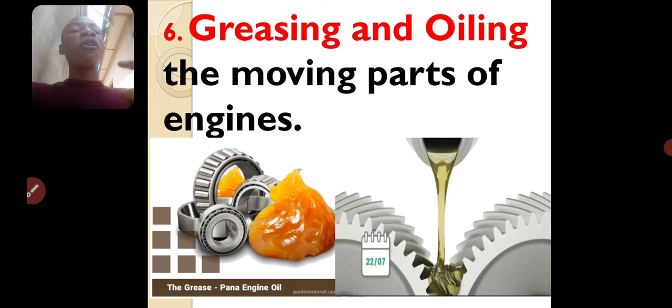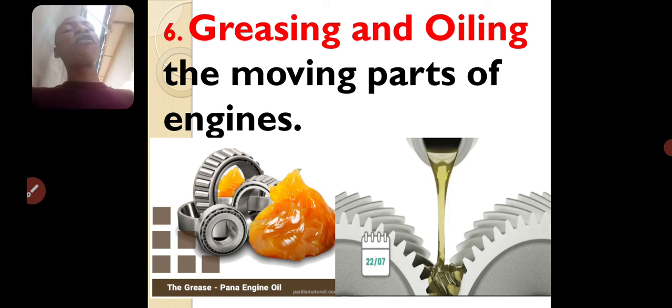And as you can see from the picture that we have here, once you oil the moving part of the engine, apart from the fact that it will lubricate the moving part and avoid friction, it will also ensure that the engine will not get corroded, because oil will not allow air and water from acting on the iron.